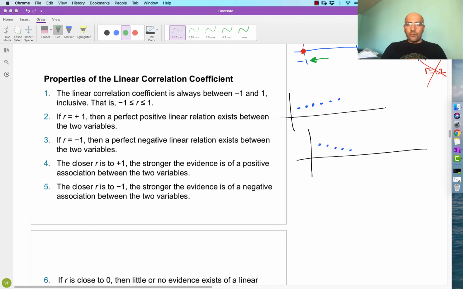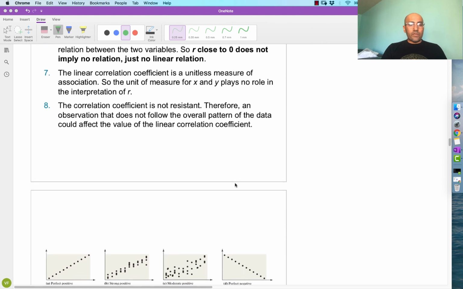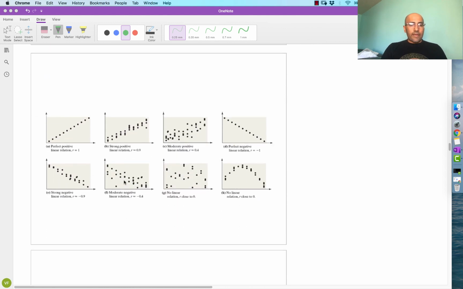All right, back to this guy. Now we've got to actually calculate it. We know how to interpret it. We know what it's supposed to mean, what it's doing. Okay, so here are some other examples to look at.